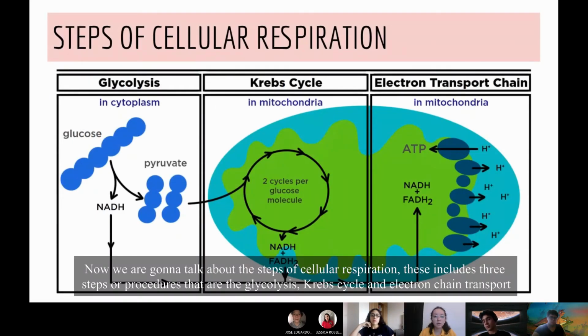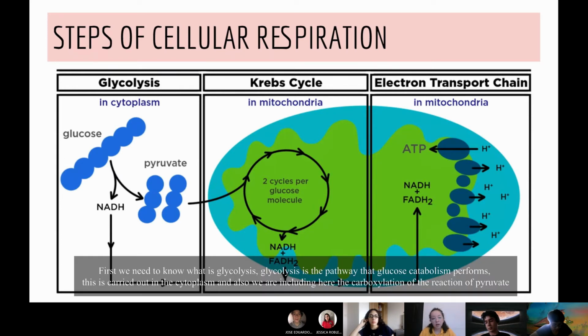Now we're going to talk about the steps of cellular respiration. These consist of 3 steps: glycolysis, the Krebs cycle, and the electron transport chain. First, we need to know what glycolysis is. Glycolysis is the pathway that glucose catabolism follows. This is carried out in the cytoplasm, and we are also including here the decarboxylation of pyruvate.